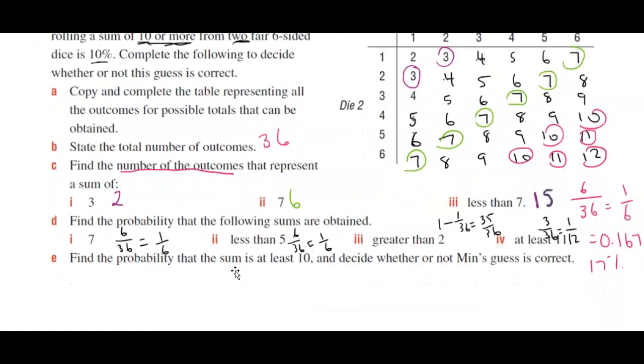Find the probability that the sum is at least 10. At least 10. So let's do 1 minus. Oh, no, sorry. At least 10 means 10 or more. So that's what I did before. So this is your answer here, 17%. So Min's guess is not correct, but she wasn't too far off, I guess.